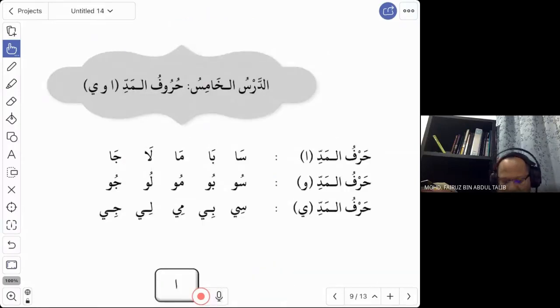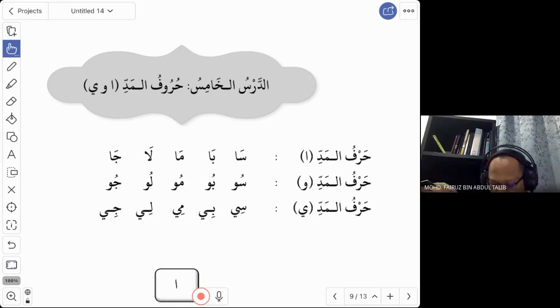In this topic, we are going to cover, just now we have covered the short vowels, the haraka: a, i, u, fathah, kasrah, dhamma. I don't remember whether last week we covered the long vowels. Have we? Anyone remember? Short vowel a, i, u, long vowel a, i, u. Yes, right? Okay, good.